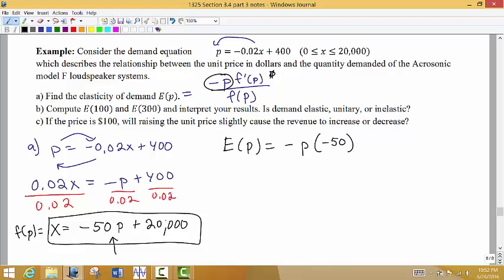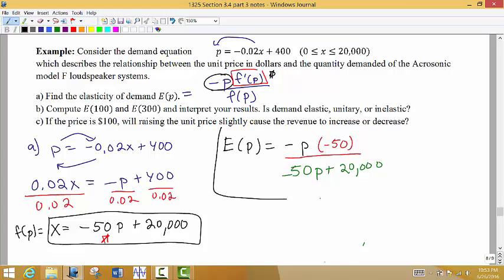And of course this is a constant, so that's just 0. Here we have the negative p from the formula, and then now I'm finding the derivative of f with respect to p. I look at this term, the derivative of that would just be negative 50. So negative p times the derivative of that demand function with respect to p there. Then I'm going to divide by the original function, negative 50p plus 20,000.